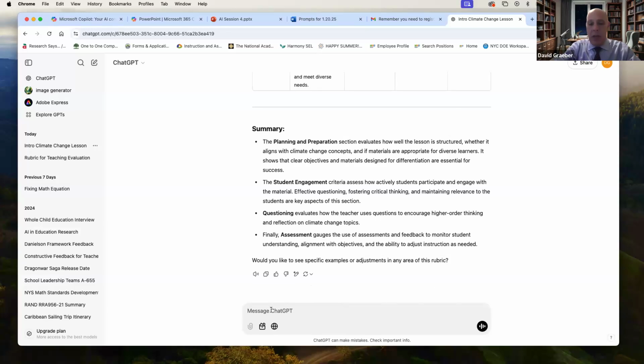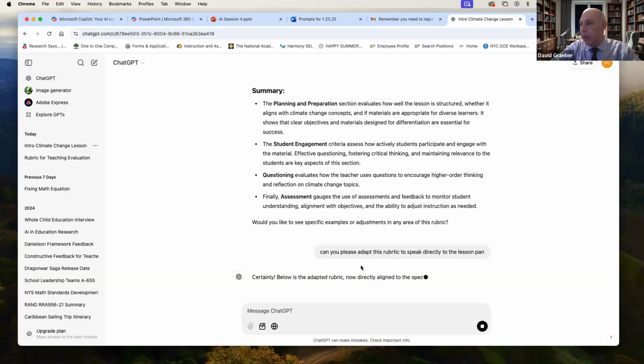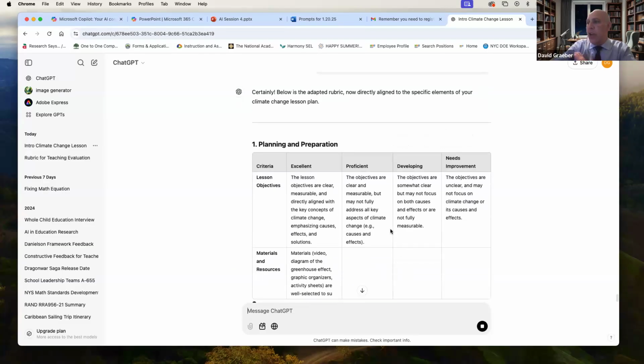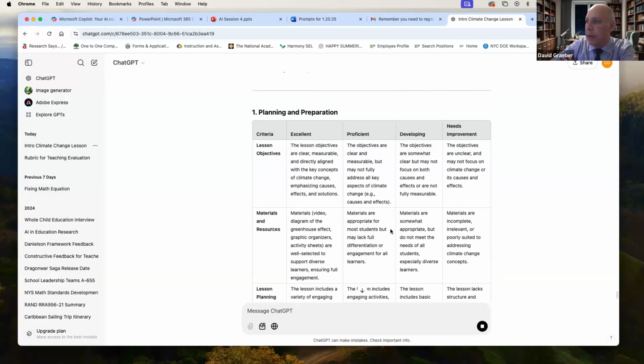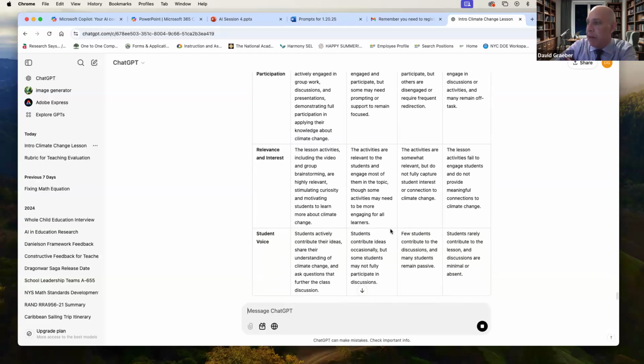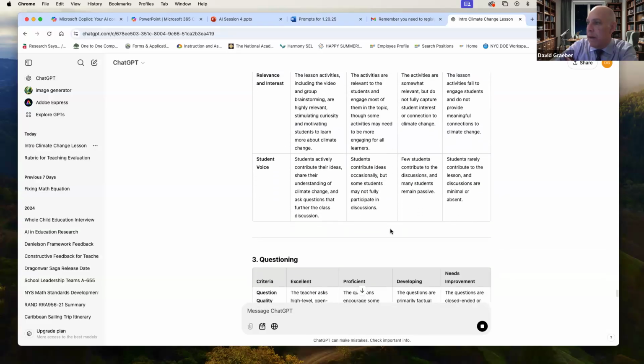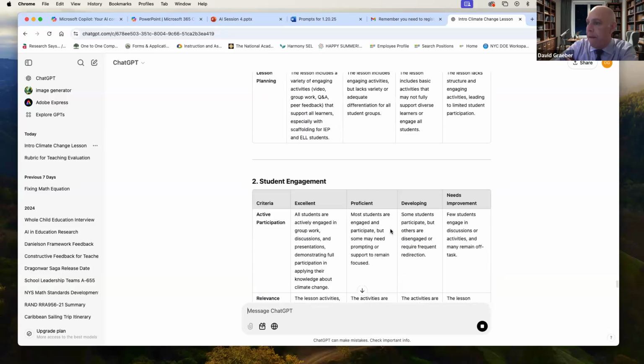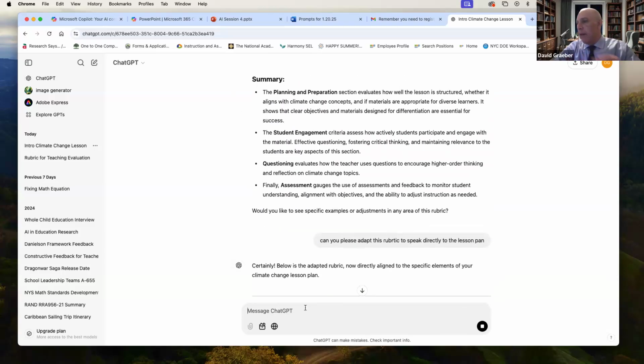Right? I'm going to say, can you please adapt this rubric to speak directly to the lesson plan? So I can get more specific, right? Look how it's changing the rubric in front of us. It's moving faster than I can move. But it's rewriting it right in front of us, right?